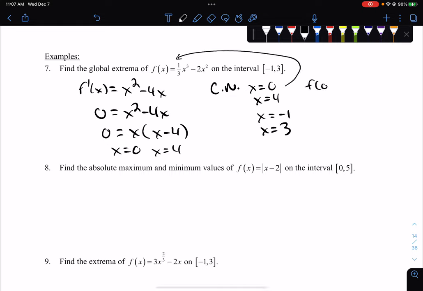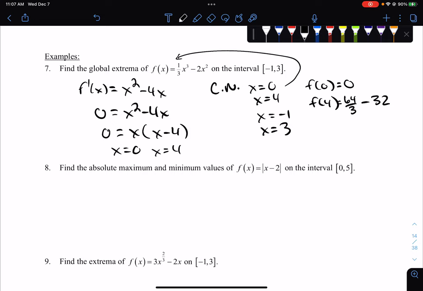So f of 0 is going to equal what? 0 minus 0. So f of 0 is going to be 0. F of 4 is going to be what? 4 cubed, so that's 64 divided by 3 minus 2 times 4 squared. So I've got 64 thirds minus 32. So 64 thirds minus 32. I'm sure that's some number. You can plug it in your calculator.